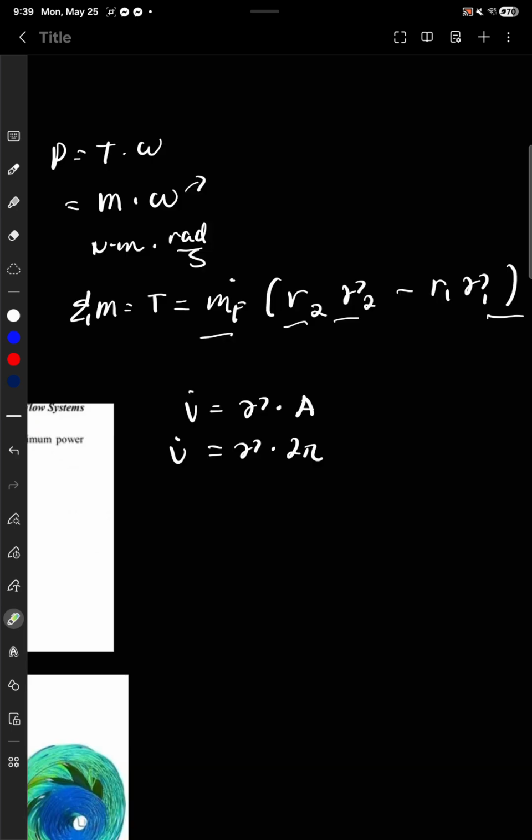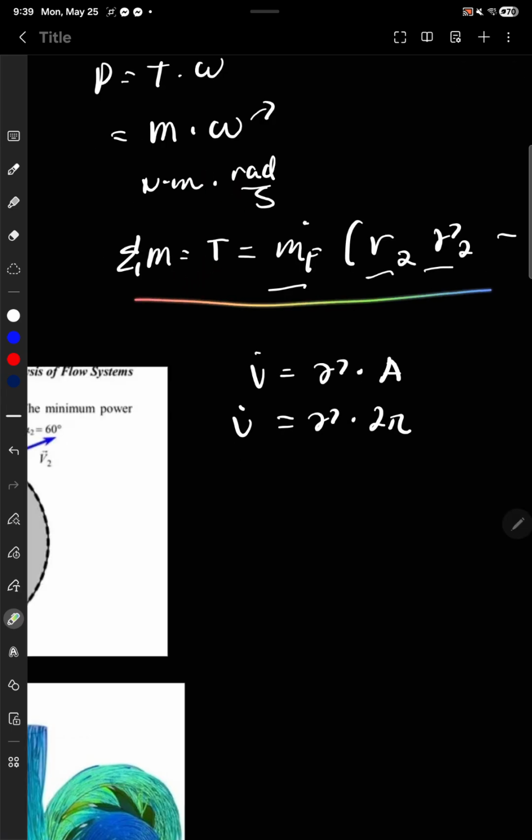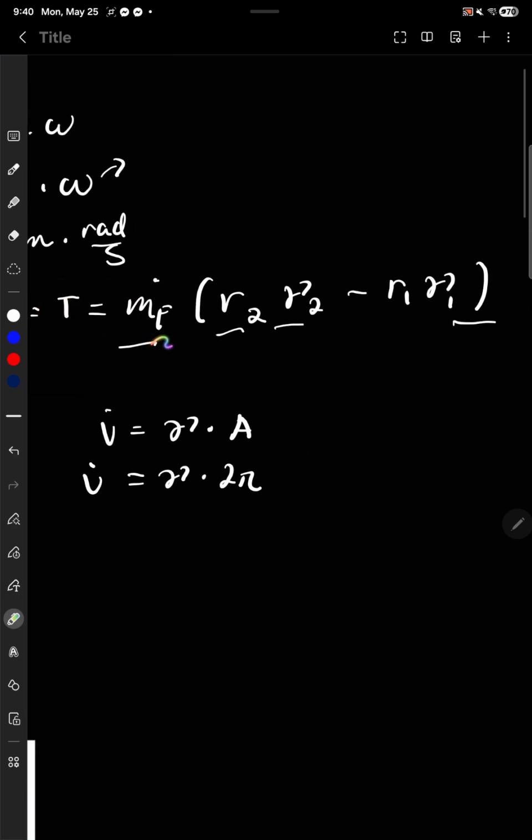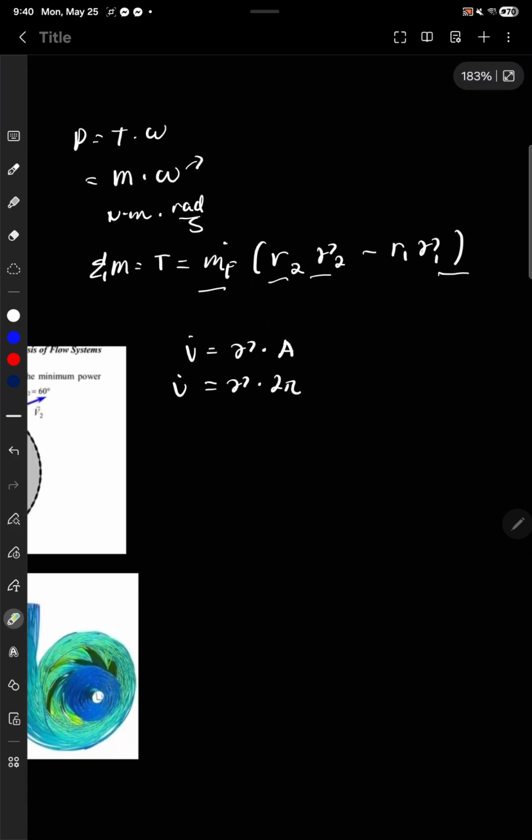Now going to our formula, power is equal to torque times our angular velocity. We know that torque is equal to the moment, and then our angular velocity can be found since we are given the revolutions per minute. Now using Euler's formula, which is right over here, we have the torque, which is equal to the mass flow rate times the out minus in of our angular momentum.